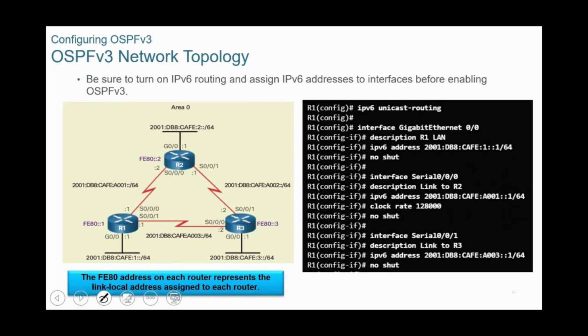Now be sure to turn on IPv6 routing. If you are using IPv6 and want to configure anything on your router, don't forget this command: ipv6 unicast-routing. If you don't have this command on every router, the configuration can't be supported by the router. This is crucial to know: on every router, if you want to configure OSPFv3, ipv6 unicast-routing is a must.